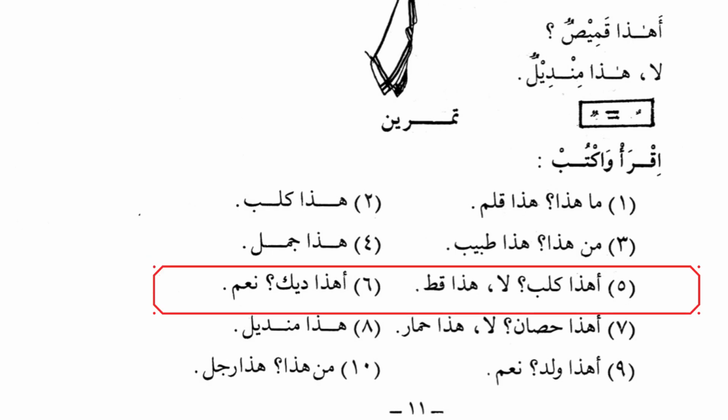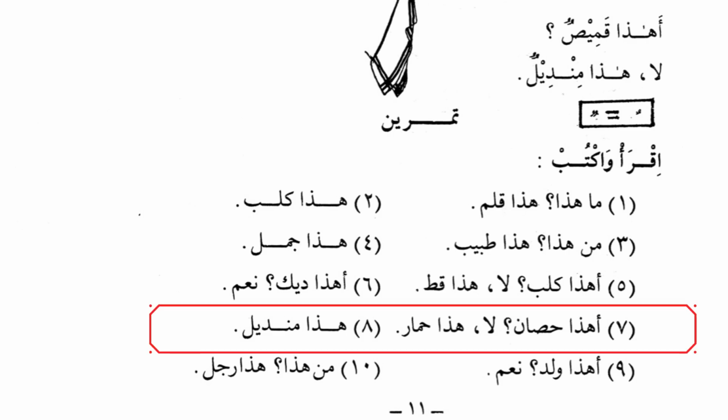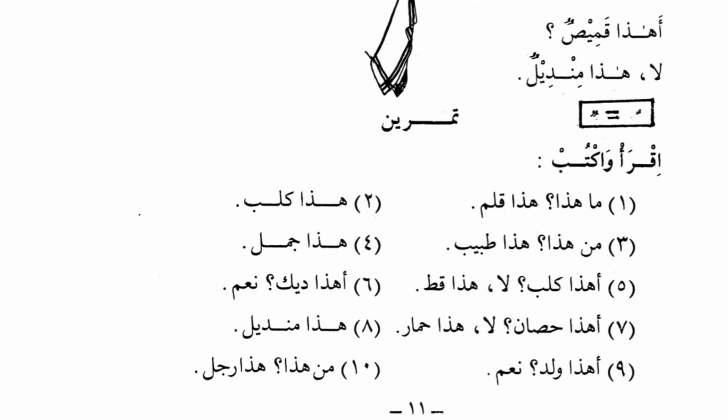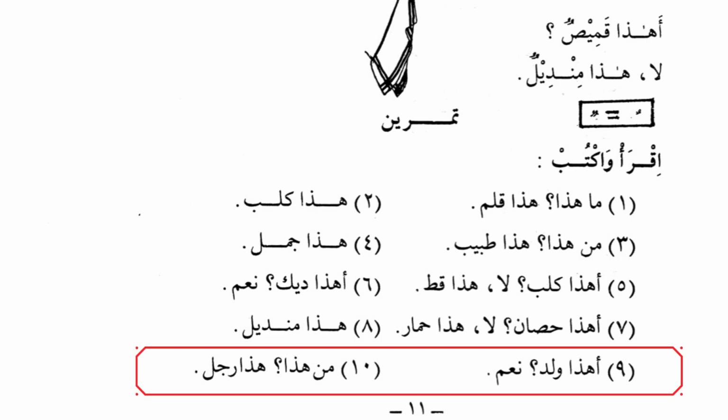أهذا كلب? Is this a dog? لا هذا قط. No, this is a cat. أهذا ديك? Is this a rooster? نعم means yes. أهذا حصان? Is this a horse? لا هذا حمار. No, this is a donkey. هذا منديل. This is a handkerchief. أهذا ولد? Is this a boy? نعم. Yes. من هذا? Who is this? هذا رجل. This is a man.